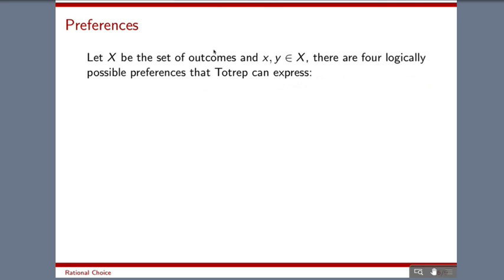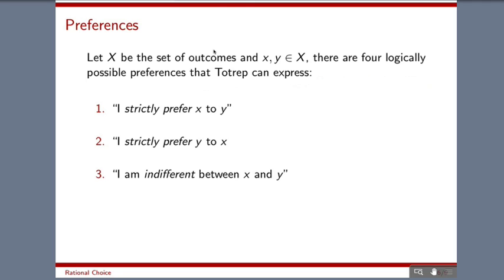Now, suppose we have a set of outcomes or a set of options, and we have two of these objects. In general, there are four logically possible preferences that Totrep can express. So imagine you have Totrep, he's sitting here and he's looking at these two options, X and Y. And he thinks to himself, what preference do I want to express about these two objects, X and Y? Well, the first thing he can say is, I strictly prefer X over Y. So I strictly like X better than Y. A second thing is, well, I have the reverse preference. I strictly prefer Y over X, or strictly prefer Y to X.